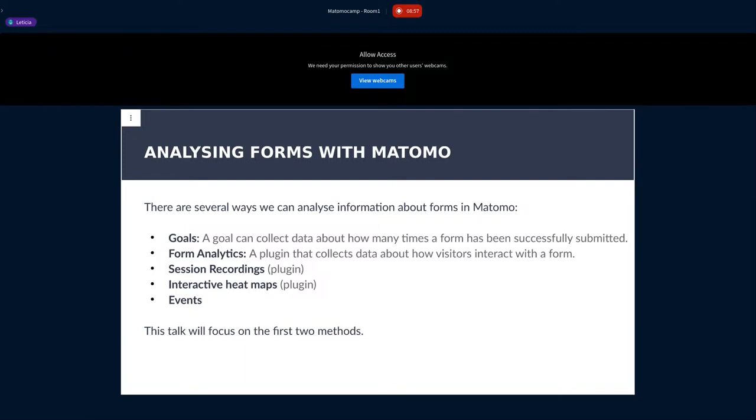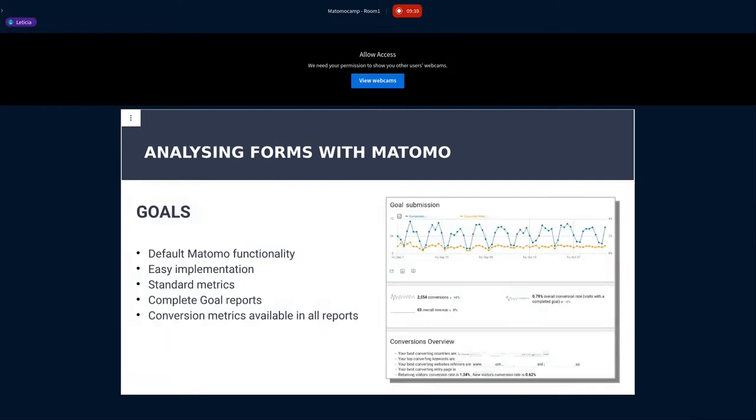There are other functionalities to collect and analyze data with Matomo, as for example, other plugins focused on usability, such as the session recordings and the interactive heatmaps that allow us to understand almost in real time how the user is interacting directly with a field. Or, for example, we can use events and personalize a custom event to collect the error message that a user can find in a form. There are a lot of ways to analyze forms. Today, as I say, we are going to be focused on the first two methods. And let's start with the goals.